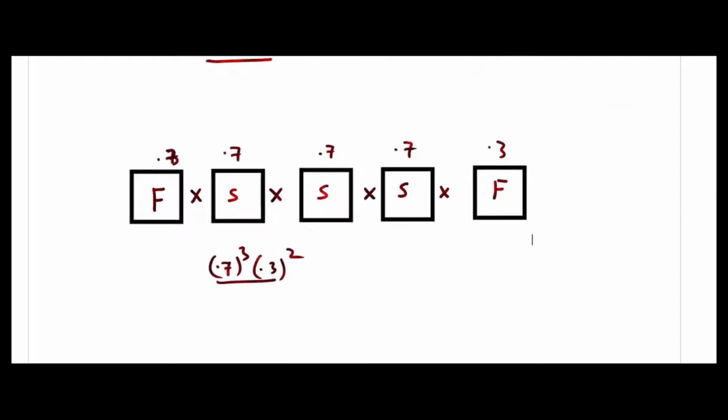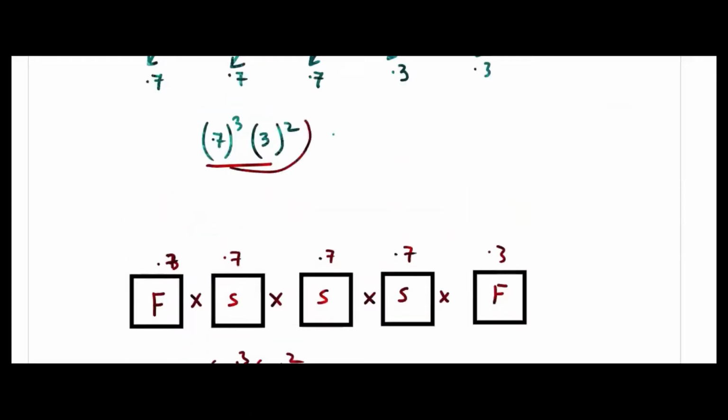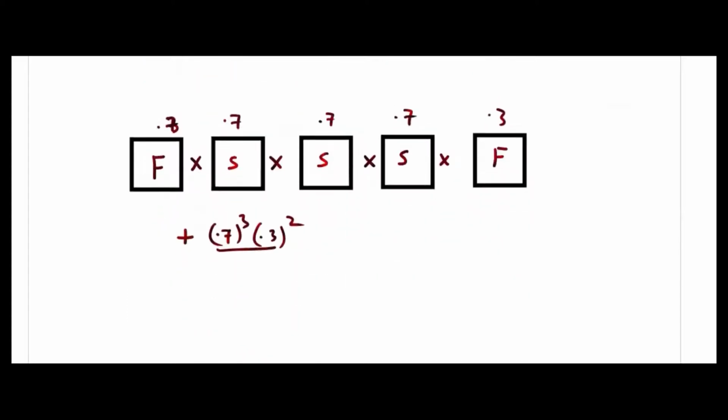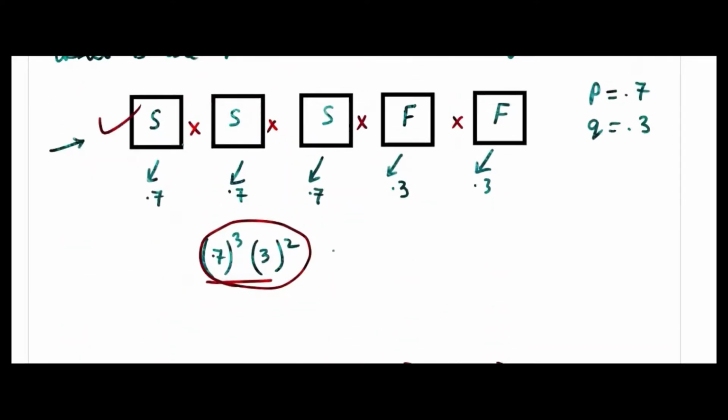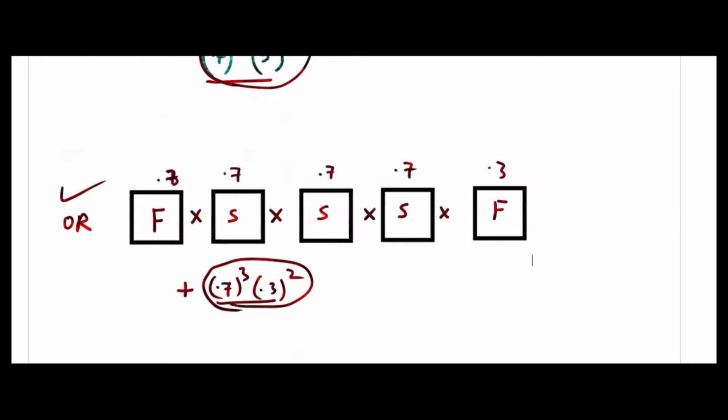However, you have to add this one with this one, this plus this. Why are you adding? Because here you have to write or: this way it's possible, or this way it's possible, or this way it's possible. There are different ways. It will be possible in many ways. So I can write another way like that.